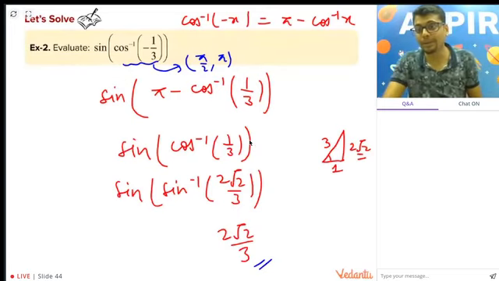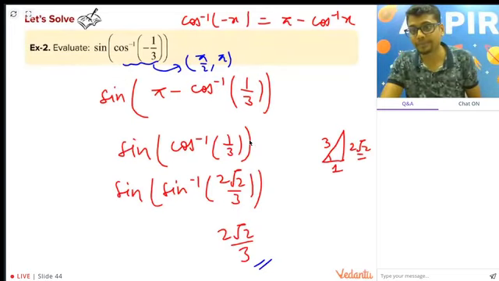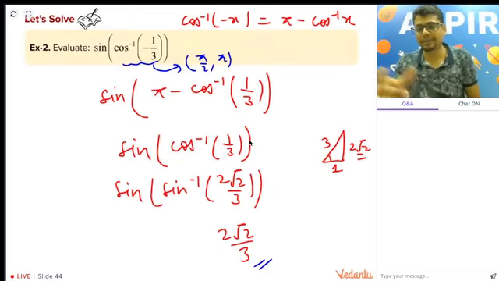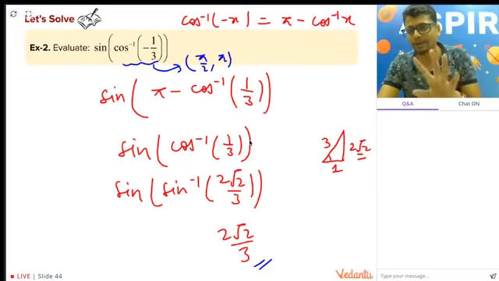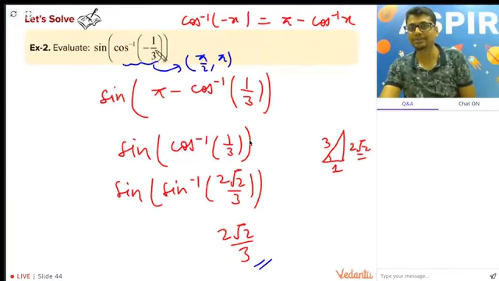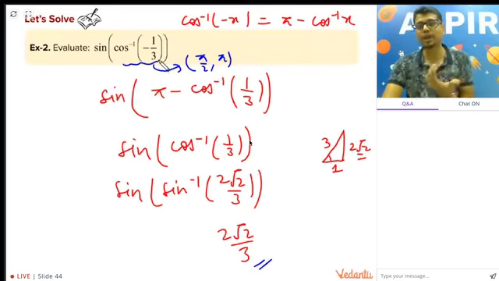So I hope it is clear. I think Saket had asked. Saket, I hope it is clear. It's not that cos inverse of minus 1 by 3 is minus cos inverse of 1 by 3. So you can't straight away say that sine becomes negative. It is between pi by 2 to pi, second quadrant.